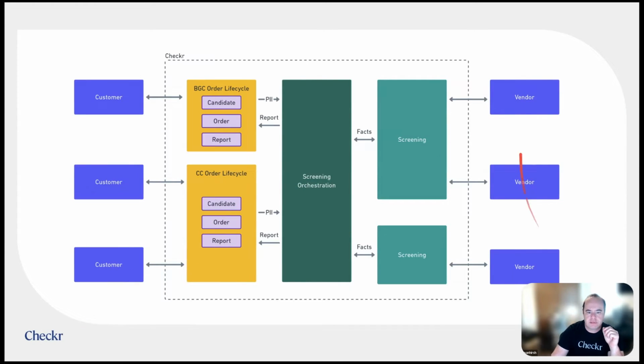We have external vendors. We have screenings that talk to the external vendors. And we have a new model that we call screening orchestration that knows which screenings to call in what order. Sometimes screenings depend on other screenings, for example. Other than that, we have something that we focus on less, which is the order lifecycle, and then we talk to the customers.